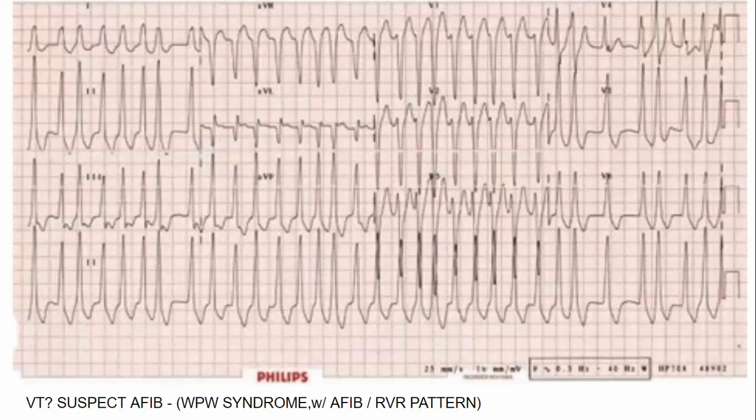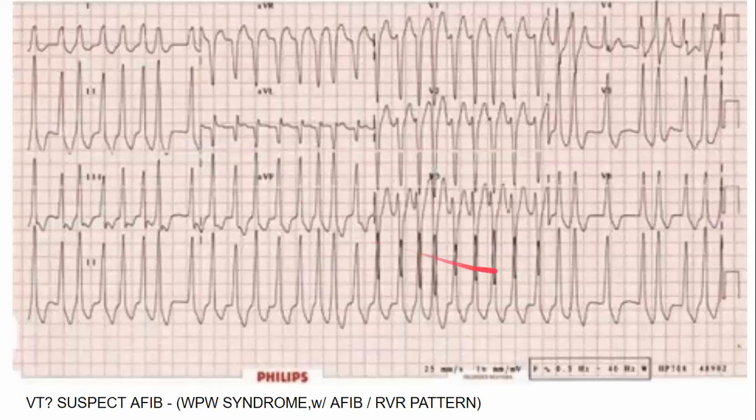Here's another example. Does it look like VTAC? Yeah, it kind of looks like VTAC. But then you notice that it is irregularly irregular. And anytime you see something irregularly irregular with no visible P waves, by definition, we've been saying that's atrial fibrillation. This is how crazy atrial fibrillation is. It can look like VTAC. I mean, you're thinking, this looks like VTAC. But it's really atrial fibrillation with a WPW syndrome, okay? And it's a rapid ventricular response.